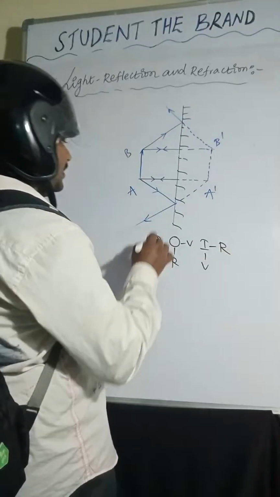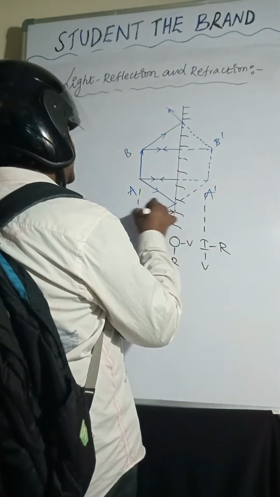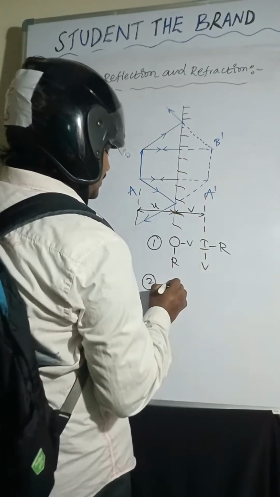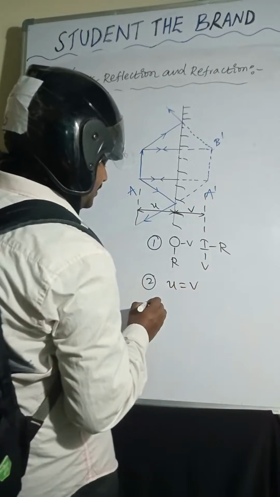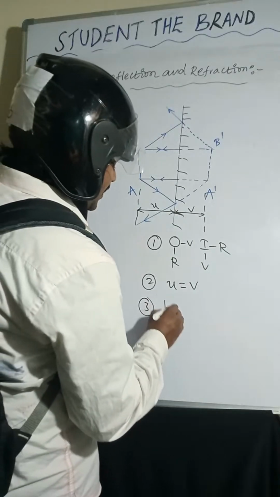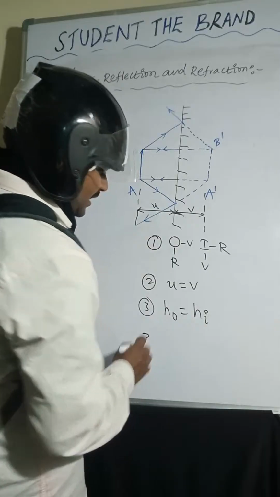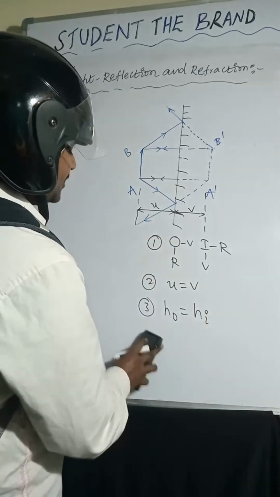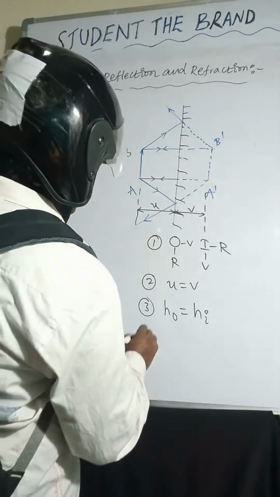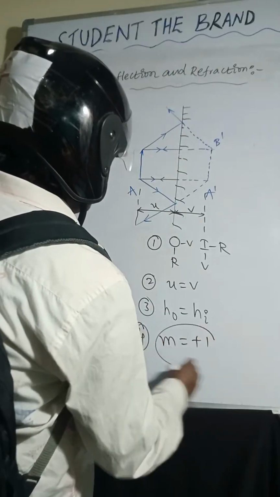Coming to the second one, the distance between the object and the mirror is called object distance. The distance between the mirror and the image is called image distance. Object distance is equal to image distance. Coming to the third one, height of the object is equal to height of the image. Coming to the fourth one, magnification of the plane mirror is +1.